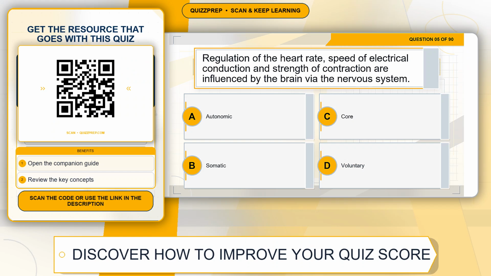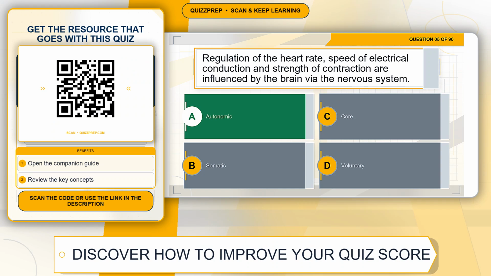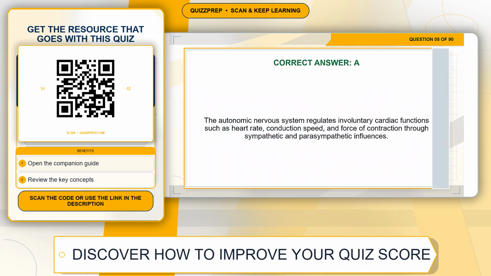Option A, autonomic. Option B, somatic. Option C, core. Option D, voluntary. The correct answer is option A, autonomic. Explanation. The autonomic nervous system regulates involuntary cardiac functions such as heart rate, conduction speed, and force of contraction through sympathetic and parasympathetic influences.